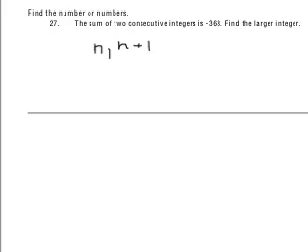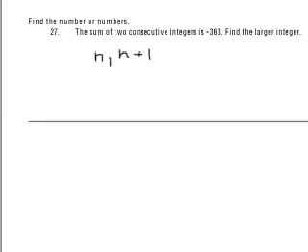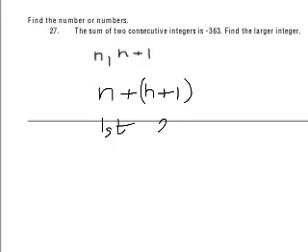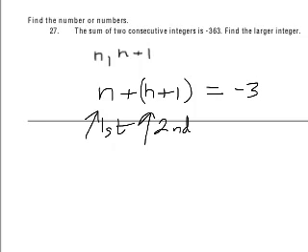So we have the first number, n, added to the second one, n plus 1. Maybe I'll just put that in parentheses. Okay, first number, second. Smaller, bigger. Right? Even if it's negative, it's smaller, bigger. And the sum of those two equals negative 363.